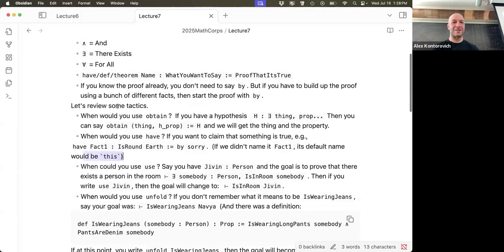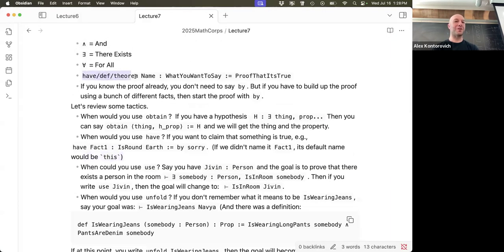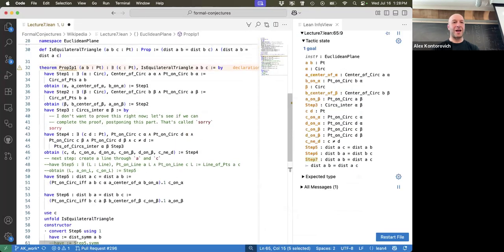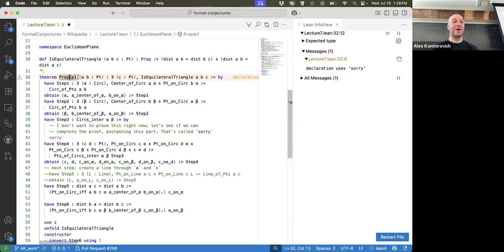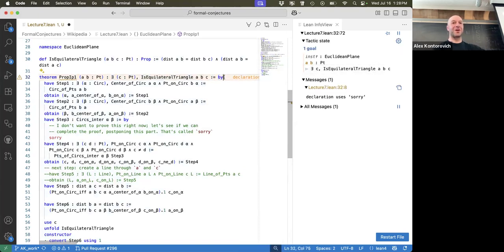So this is the syntax. Whether it's have or definition or theorem, you give it the name, then you give it the colon. There could also be extra assumptions. For example, when we had this theorem, prop 1, we had the assumptions that someone gave us points A and B. So it's theorem, then the name of that theorem, prop I.1, then the assumptions, and then what we're trying to prove, and then colon equals, and we're going to prove it by a series of steps. So I need the by.